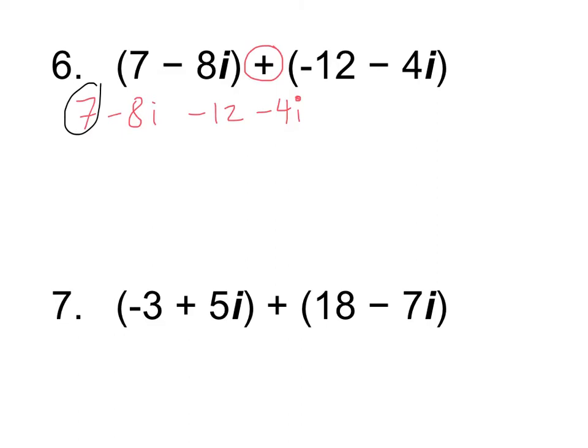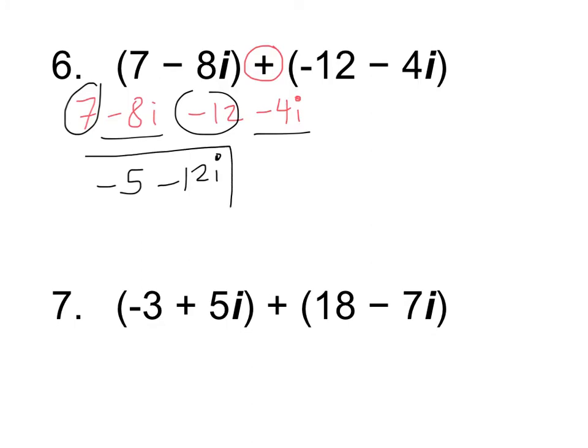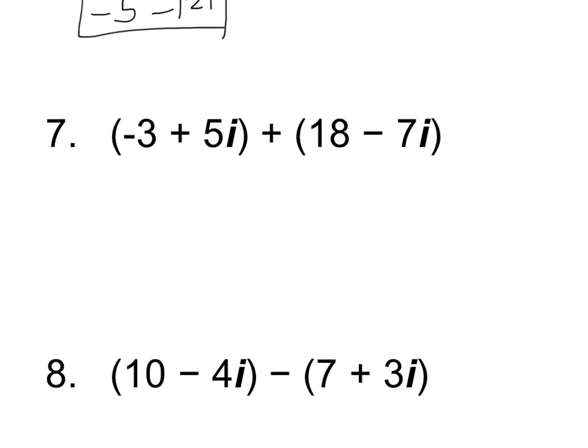So 7 minus 12 would give you a negative 5, and negative 8i and negative 4i would give you a negative 12i. Now remember, we cannot add these together, since negative 5 is a real number and 12i is an imaginary number. So then that would be your final solution. Now go ahead and try number 7 and check with the answer key.